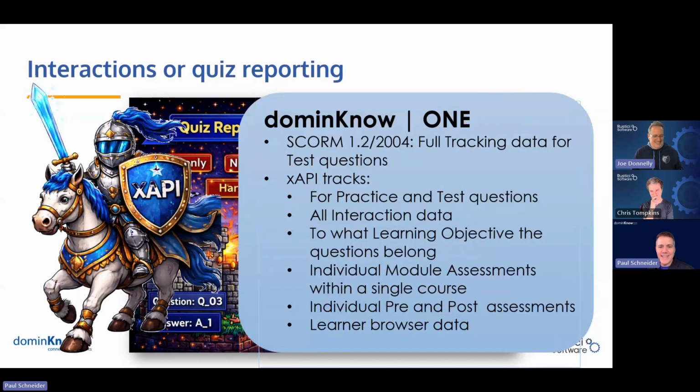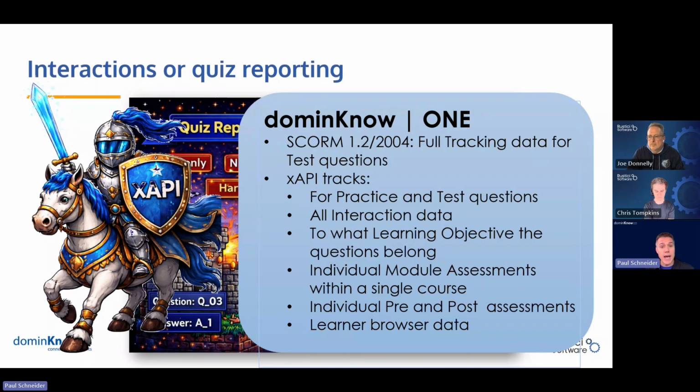I mentioned we might sneak in xAPI there. We've been talking about assessments. There's a question in there, SCORM 1.2 or 2004, when to use it. This is actually a good reason to use 2004 because, as Joe mentioned, it gives you a lot more details for item interactions. xAPI can do other things. And in dominKnow, we actually enable you, if you want to do SCORM 1.2 or 2004 and xAPI at the same time. You just have to have an LRS, a learning record store, to point it to.